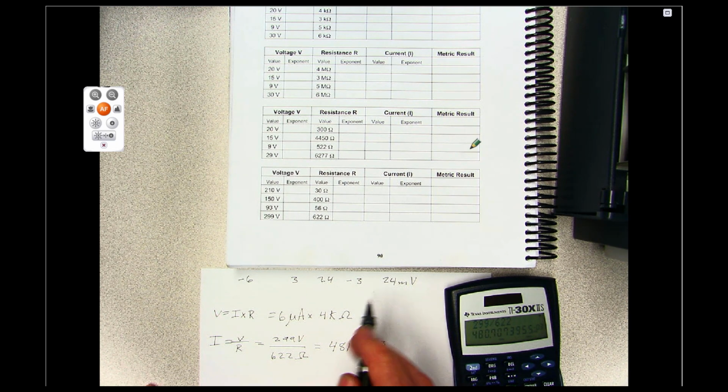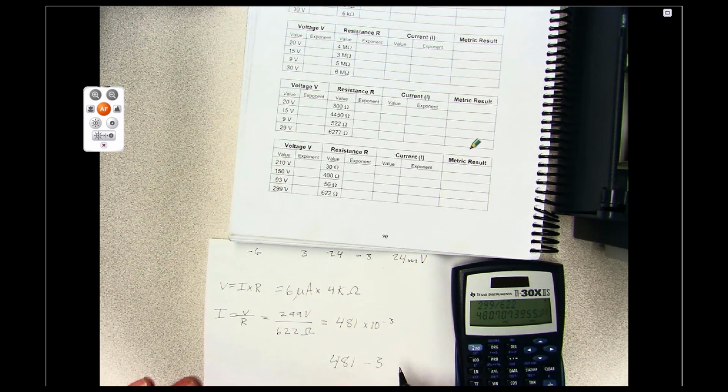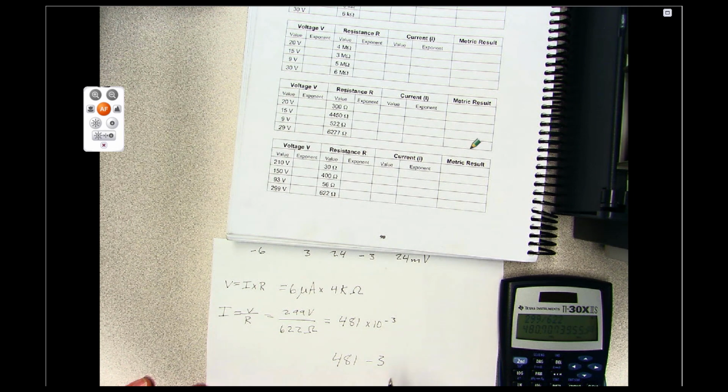So the value would be 481, and then the exponent would be minus 3, and minus 3 stands for milli, so that would be 481 milli, and in this case we're finding current, so it would be milliamps.